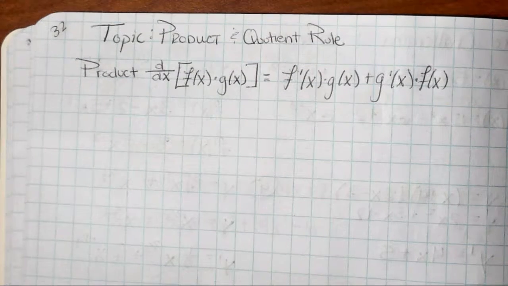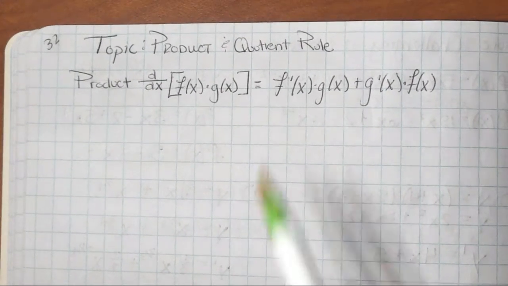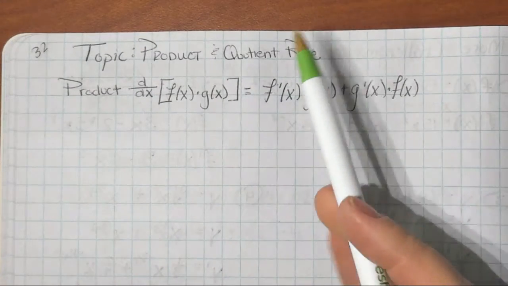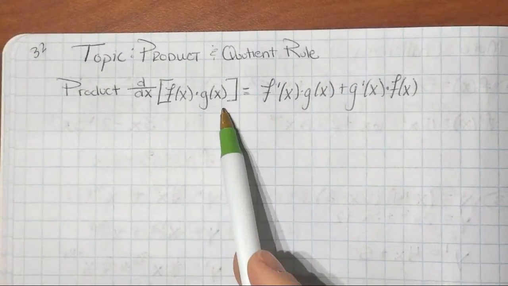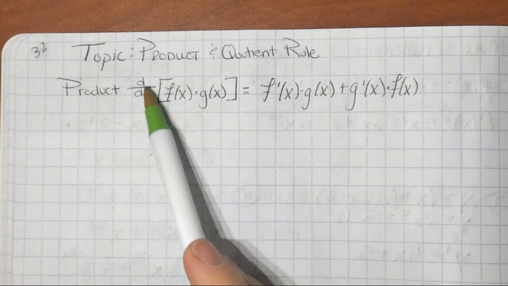Ladies and gentlemen, so product and quotient rule. As you can tell, this is the product rule. How do you know it's a product? Because I am taking two functions and I am multiplying them. And what they want me to do is take a derivative.